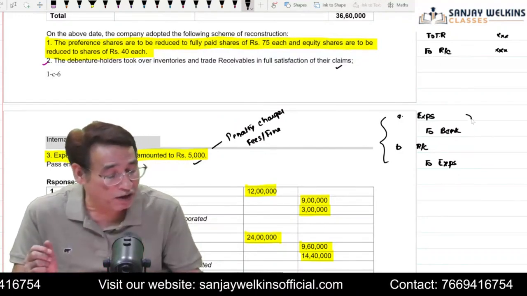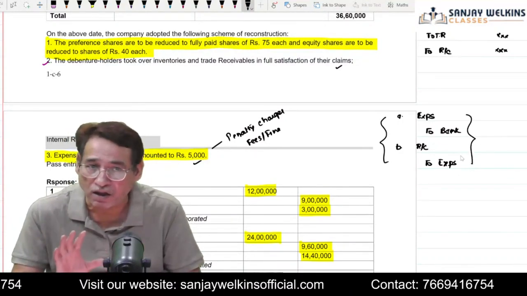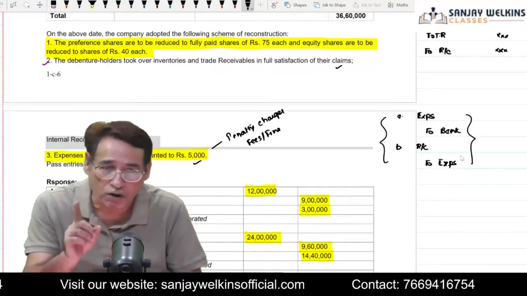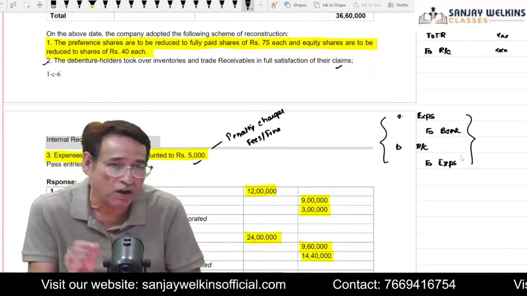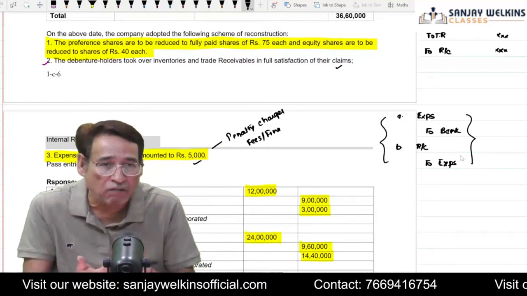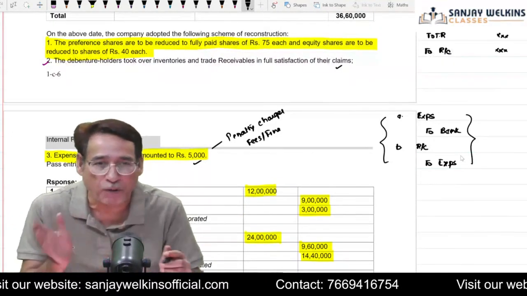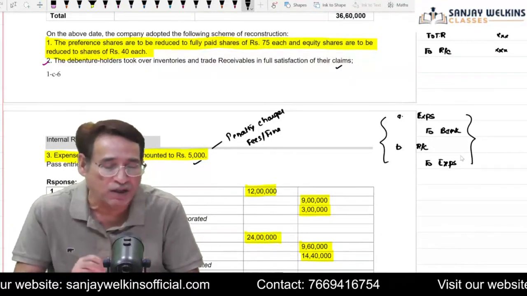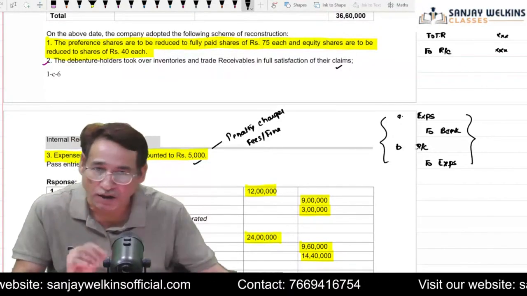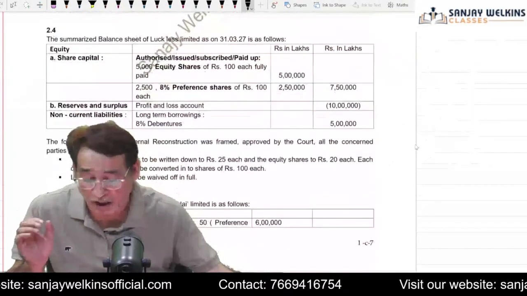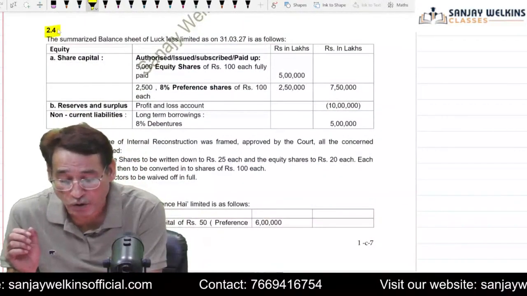In that particular case, your entry will be like this. And why we pass this entry should also be very important, because this is not a recorded liability. So anything which is not recorded as a liability and still the cash is getting moved out, in that particular case, it will be considered as a loss, and that is why it will have to be written off. Is it clear to you or not? So after having gone through this, next one is 2.4.